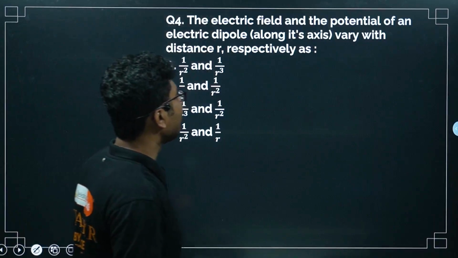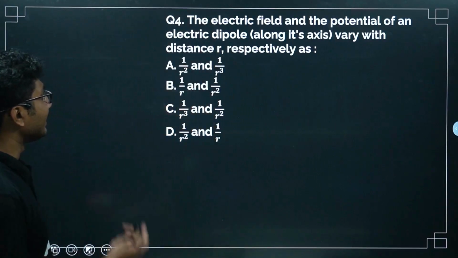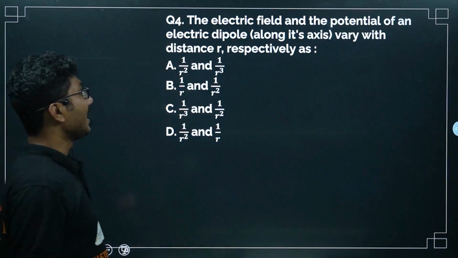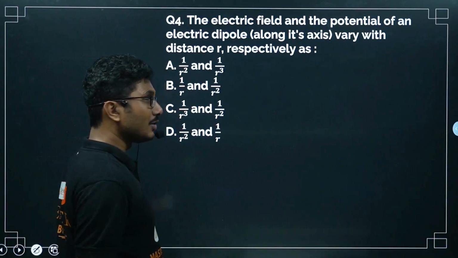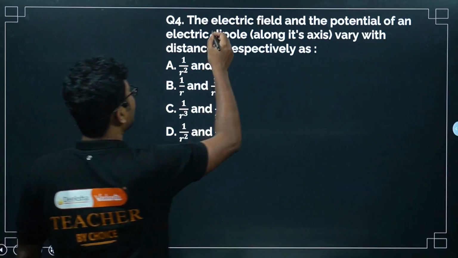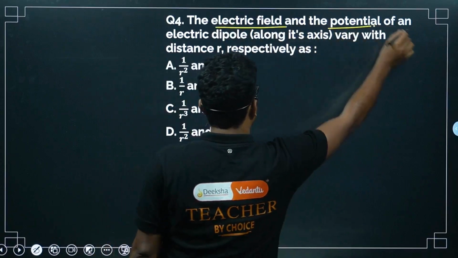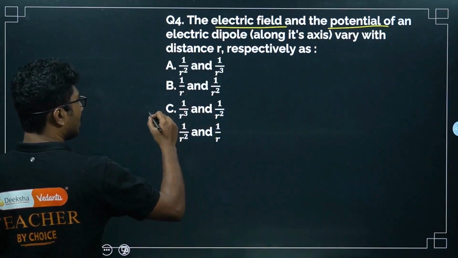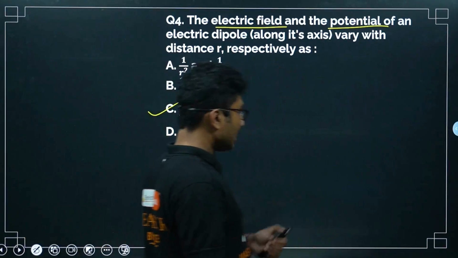The electric field and the potential of an electric dipole along its axis vary with distance r respectively as. So this is a very common question. Electric field varies 1 by r cube and potential varies 1 by r square. So you have to be careful what order they have asked. First is electric field, second is potential. So electric field is 1 by r cube and potential is 1 by r square. Okay, so correct option is option C.